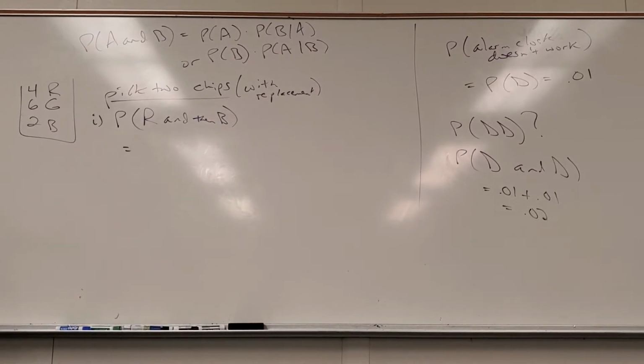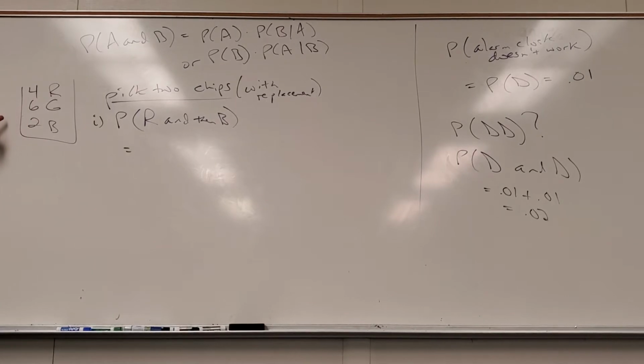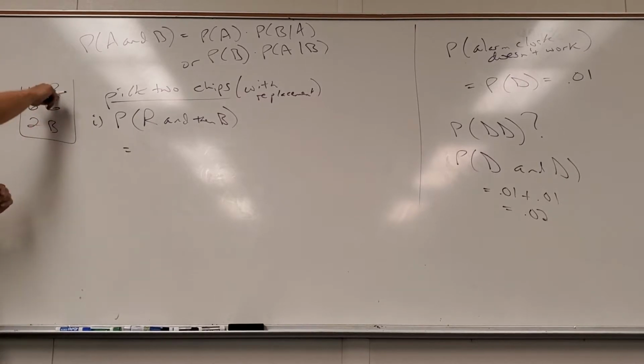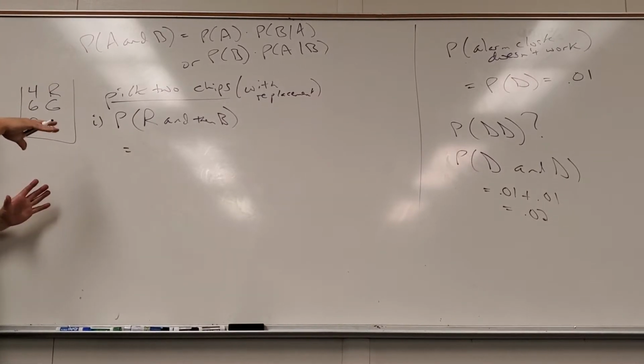What part of the time will I get a red chip? Nothing's changed here. I haven't picked anything out yet. What's the probability I get a red chip first thing? 4 out of 12. You've got 4 chances to get a red out of the 12 chips.